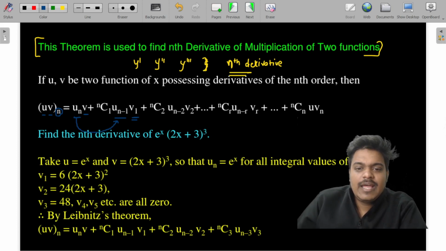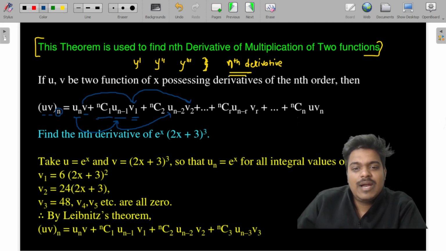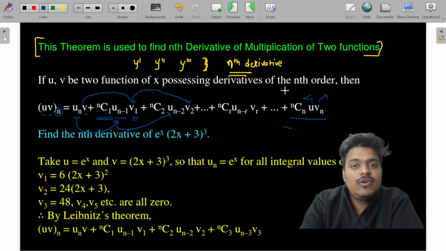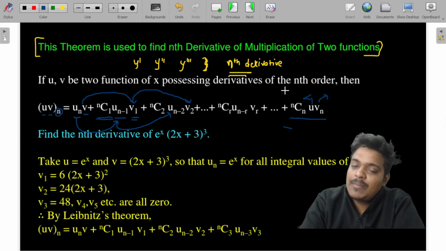Here the order of the derivative of u is decreasing, whereas the order of the derivative of v is increasing as we move ahead. And the coefficients that come in are nC1, nC2, nC3, and it goes on. To find the nth derivative, you have to add all the terms, and the last term will be nCn u vn, that is, the original function u into the nth derivative of v. If you do this, you can automatically find the nth derivative of the multiplication of two functions u and v. You do not need to do anything after this.